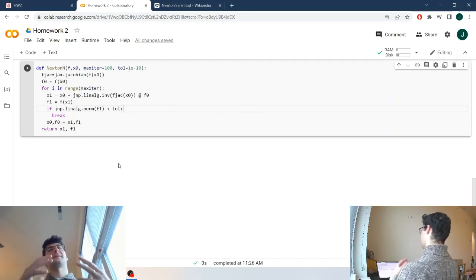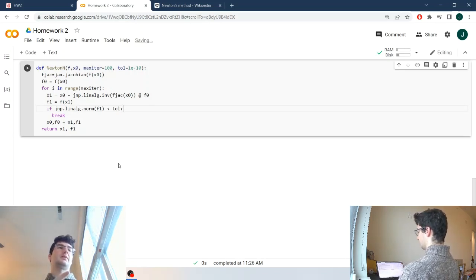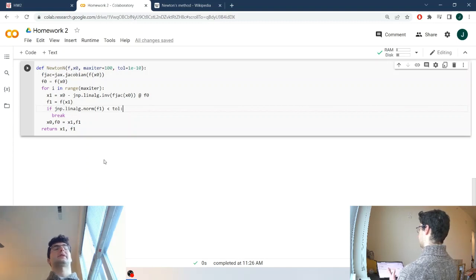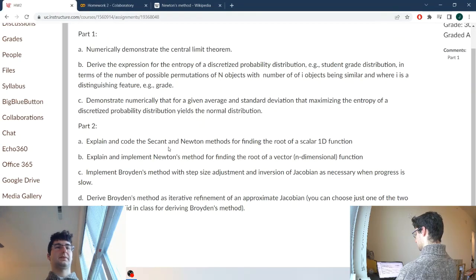So this is our function for Newton's root finder algorithm if we use more than one equation and more than one variable, so if it's a vector of n dimensions. As you can see, the way this is set up, it'll work no matter how many dimensions you put into it. So that's all for part 2B.